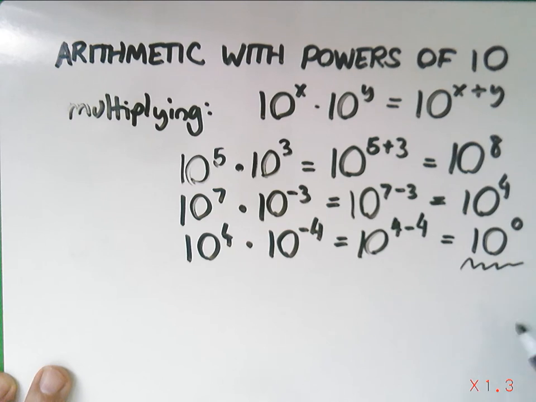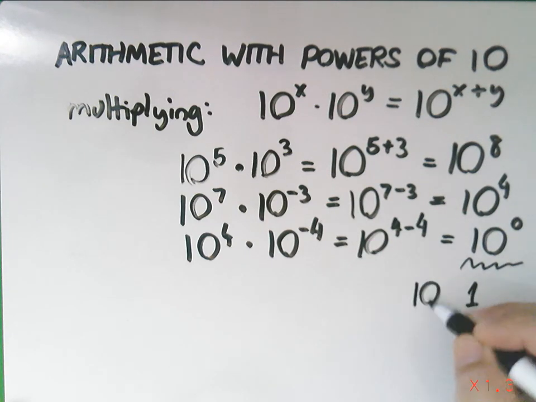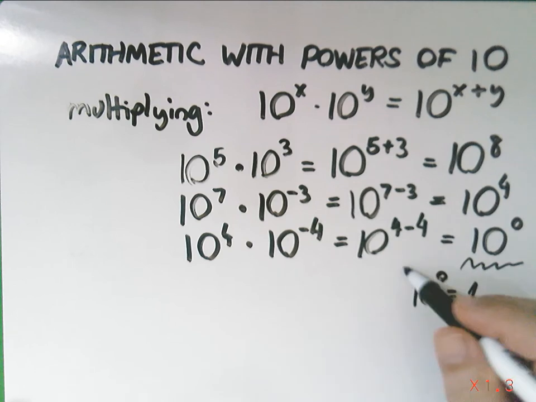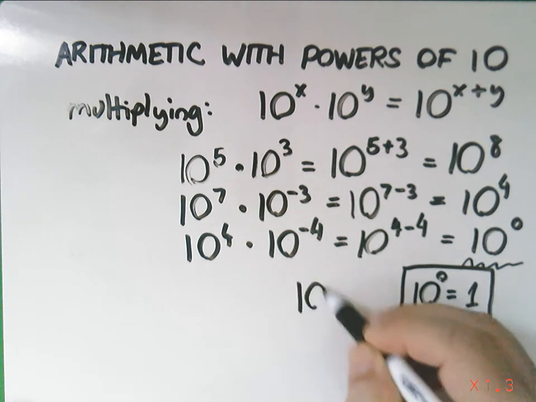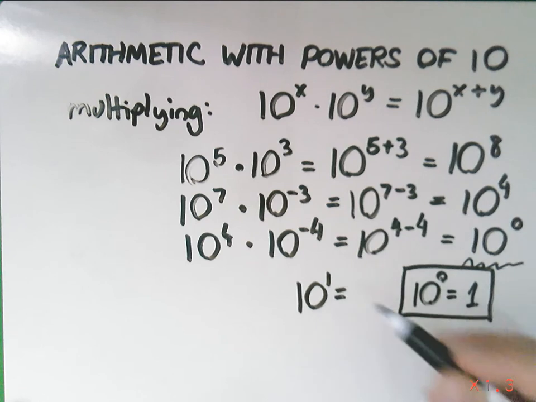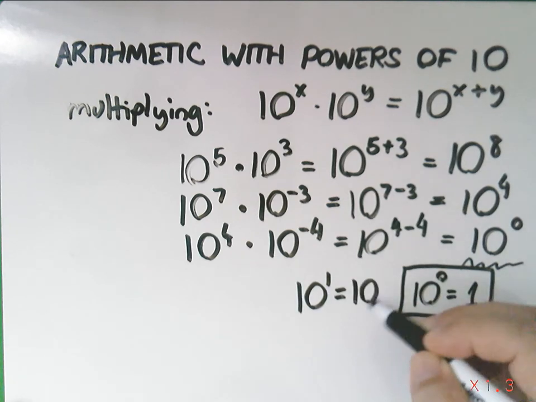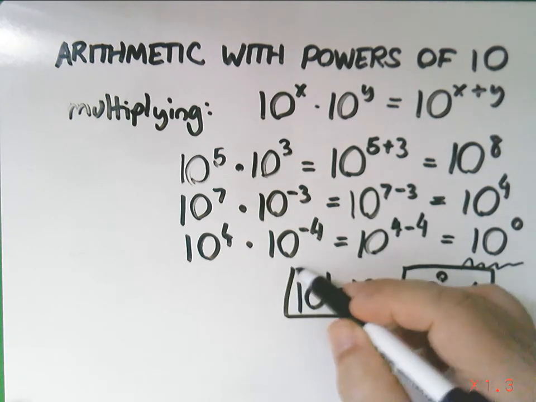We hadn't mentioned this before, but if you have a power of 10 and the exponent is a 0, that's the same thing as 1. I'm going to put a box around that, which is a signal to you that that is something important to remember. All right, so remember that 10 to the 0 is just a 1. What would 10 to the 1 be? That's just 10. Maybe that's worth remembering too.